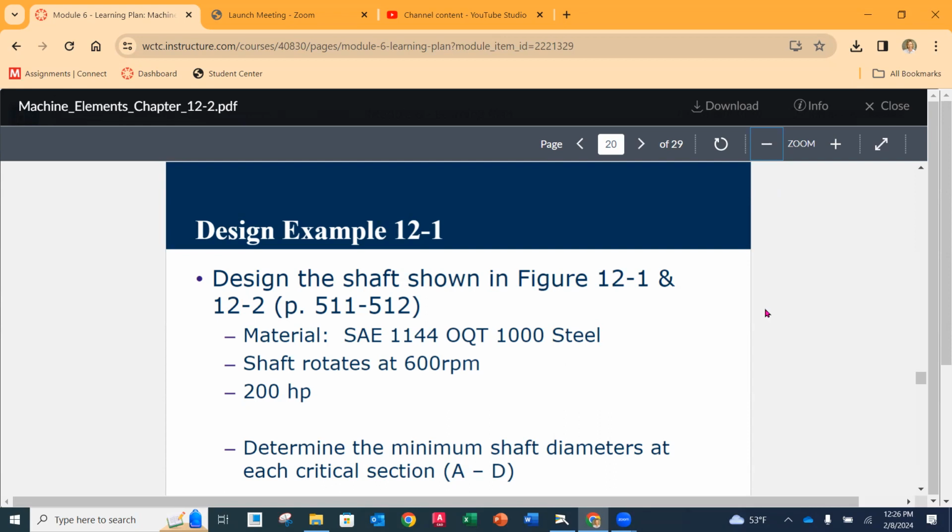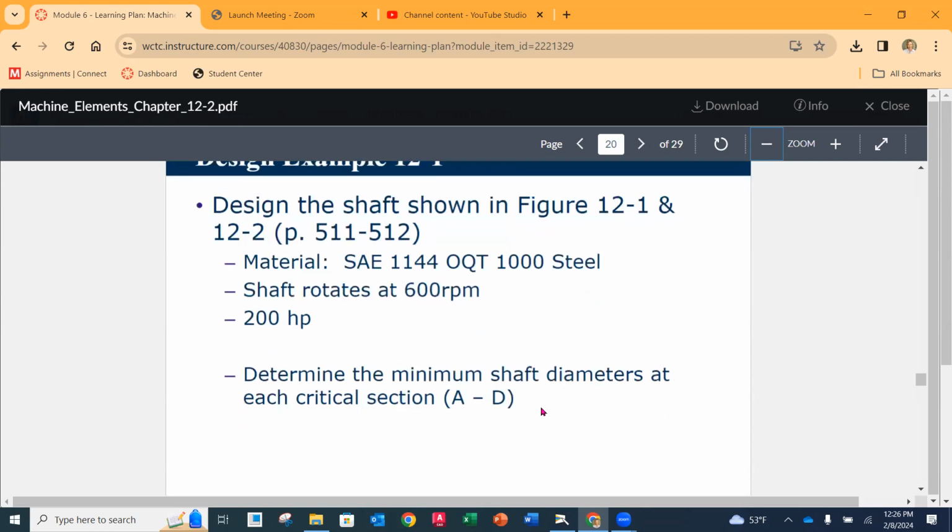So then we just have to gather the information we need on the spreadsheet. It says that the shaft rotates at 600 RPMs. We have 200 horsepower coming in on A, I believe, and it's leaving on C. Okay, we'll see that in just a little bit. And we want to determine the minimum shaft diameters at each one of those critical points that we just looked at in detail, A through D. Okay, A through D. So that's our job at the very end.